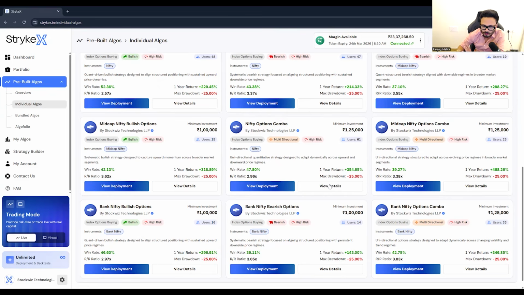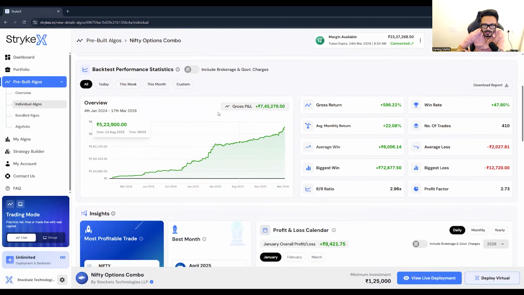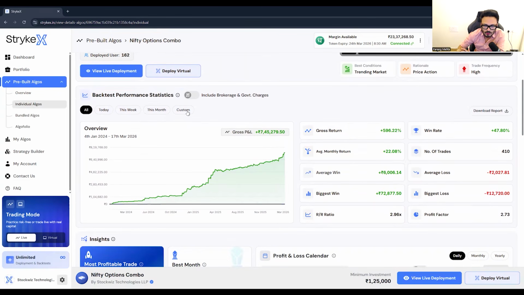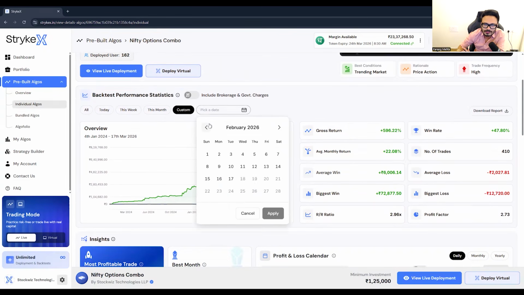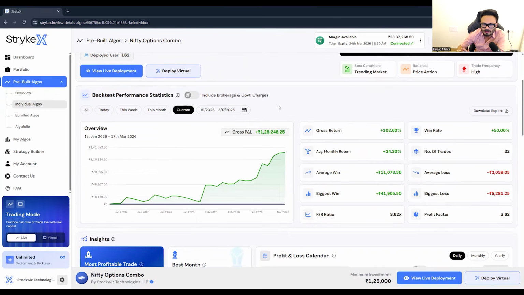So let's say if I go to view details, and then what you can do is you can just go to custom, pick a date. So you can just select the date before deploying and select the date, click on apply. You will see the return. If you want to include brokerage and charges, just click on this button. It will give you the returns after brokerage, after charges, right?